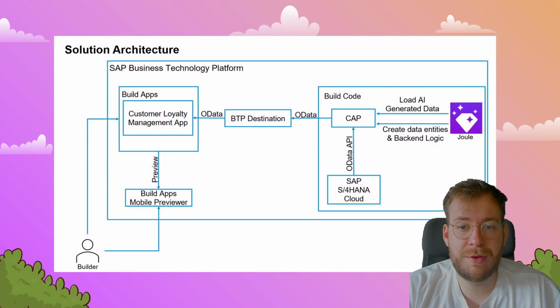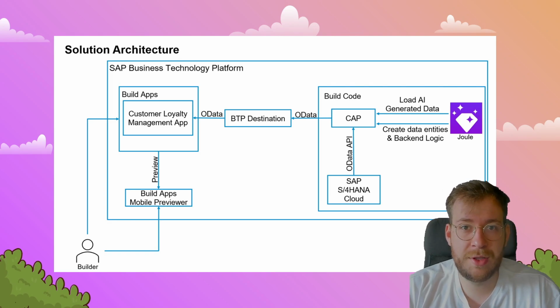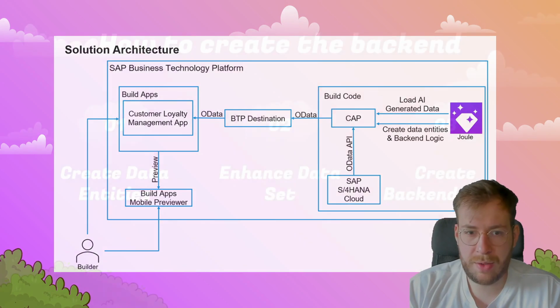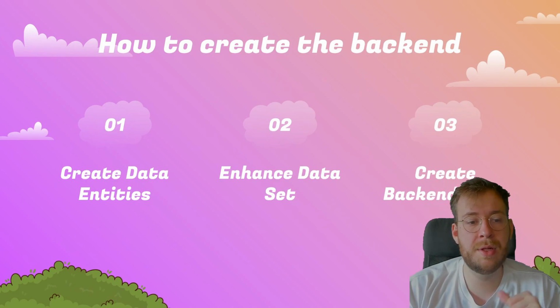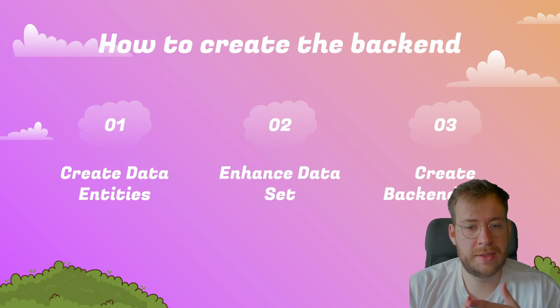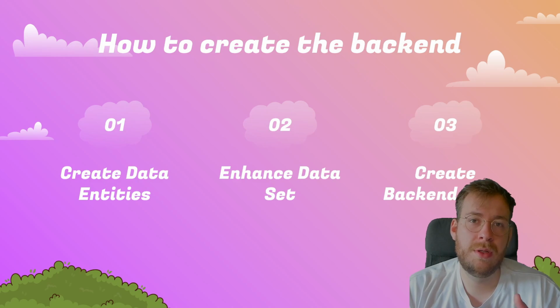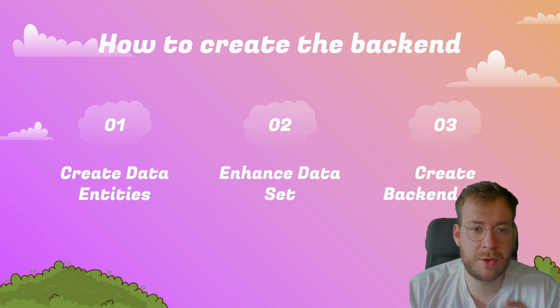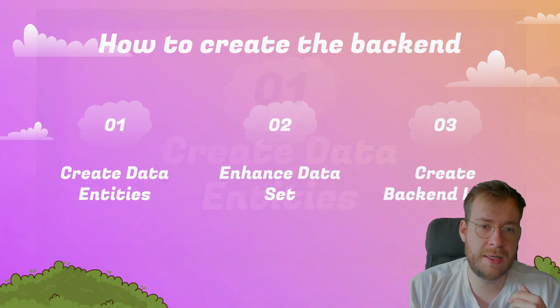First, the solution overview. What will we do now? In this example, we will create a customer loyalty management app. So if you buy something, you get points for this buy. What will we see now in this example? First, in the first part of this example, we will create some data entities. Second, we will enhance this data set created all by AI. And last but not least, we will create a backend logic. After this, I will also mention some next steps you can do after you created this backend, but we will see this in some later steps.